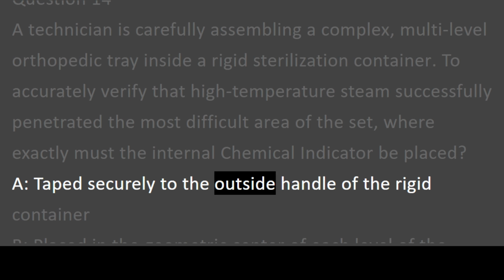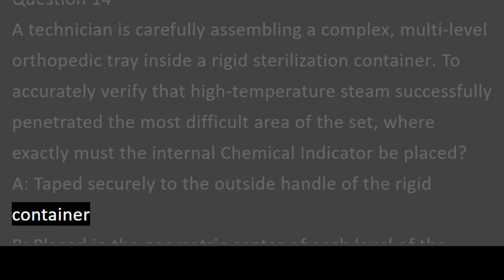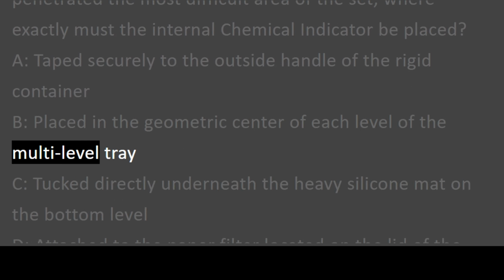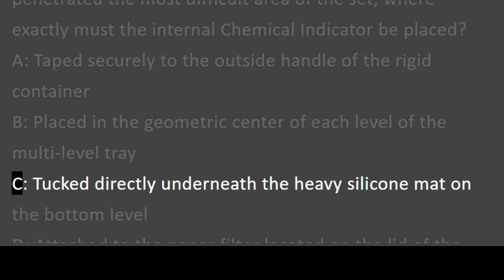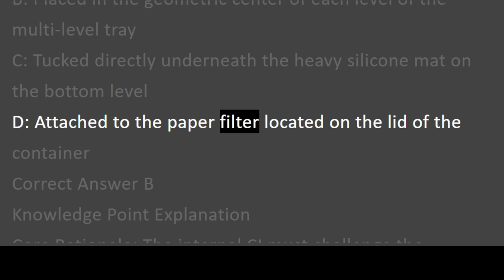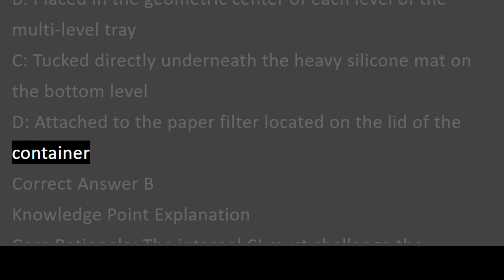A. Taped securely to the outside handle of the rigid container. B. Placed in the geometric center of each level of the multi-level tray. C. Tucked directly underneath the heavy silicone mat on the bottom level. D. Attached to the paper filter located on the lid of the container.